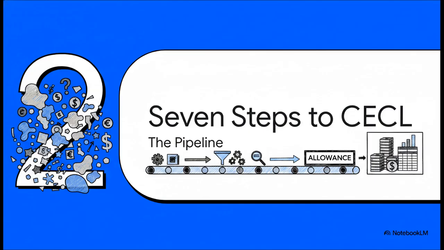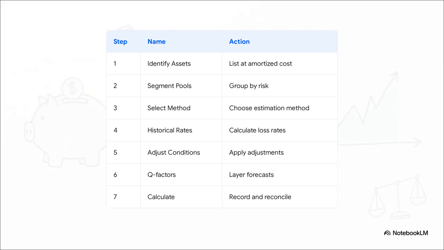This is our pipeline. I want you to think of this framework kind of like a giant assembly line. It takes raw asset data and transforms it into a precise, reconciled balance sheet allowance. So, step 1 is identifying all those in-scope financial assets at amortized cost. We're talking trade receivables, notes, HTM securities, stuff like that. We actually covered this heavily in our last explainer, making sure absolutely nothing gets excluded without a solid basis.